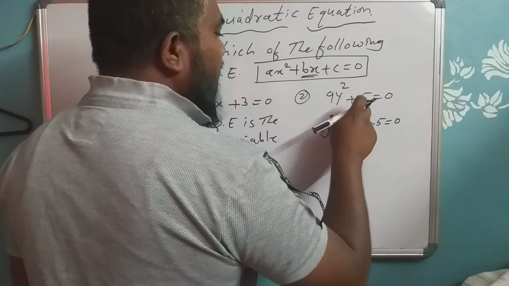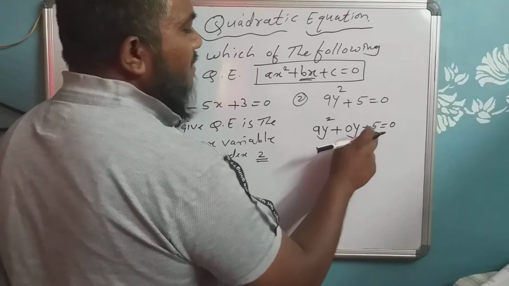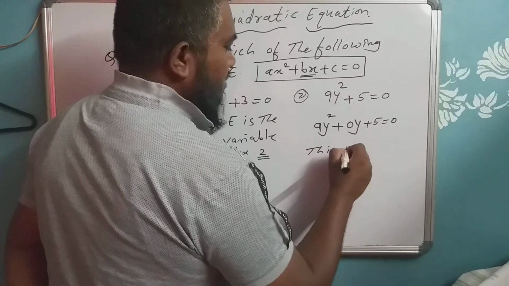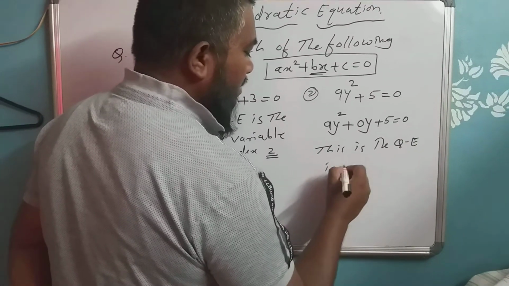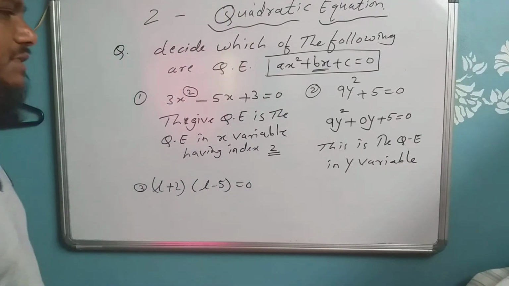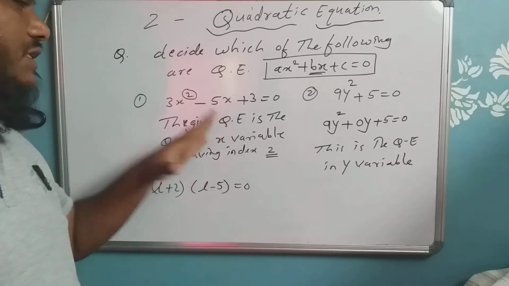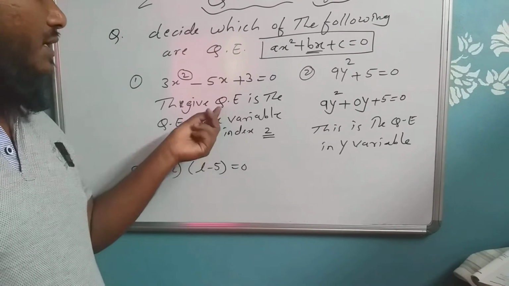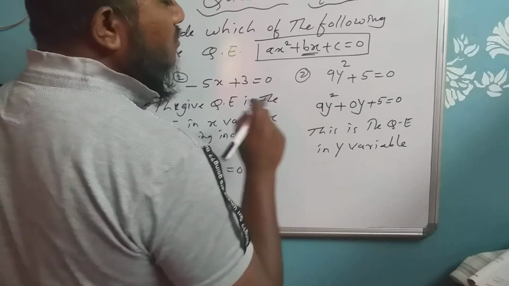Now 9y square plus 5 is equal to 0 can be written in standard form like this: 9y square plus 0y plus 5 is equal to 0. Then we can say that this is a quadratic equation in y variable. Dear students, please understand, variable means any alphabet, and whichever alphabet is used in the equation, we have to write below the given quadratic equation in which variable, such as x variable or y variable. Understand now? So this second one is also a quadratic equation.